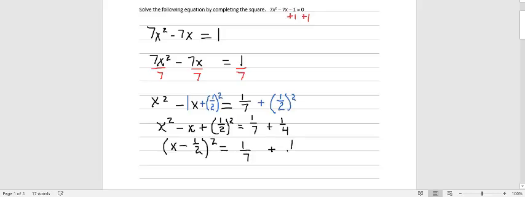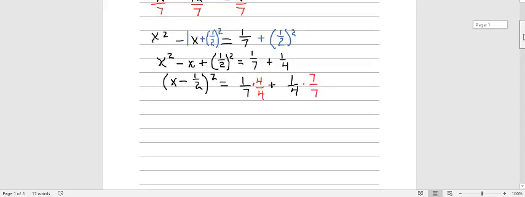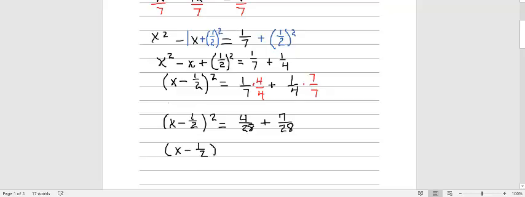On the right, I have two fractions with different denominators that I need to add. So I find a common denominator, which happens to be 28. I multiply 1/7 by 1 in the form of 4 over 4, and I multiply 1/4 times 1 in the form of 7 over 7, so that these both become fractions whose denominator is the same, and that is 28. So 4 over 28 plus 7 over 28 is 11 over 28.